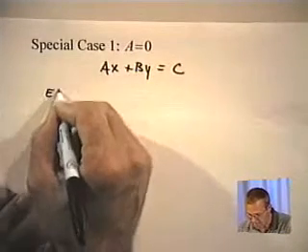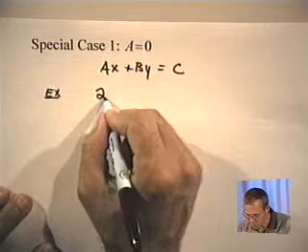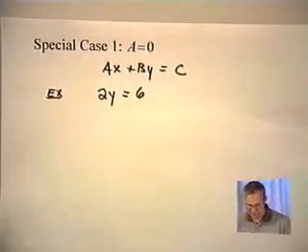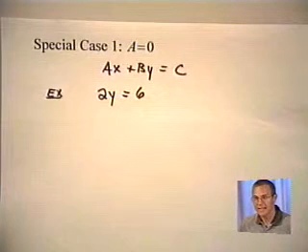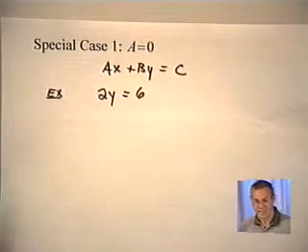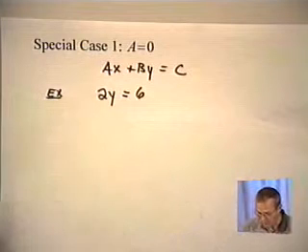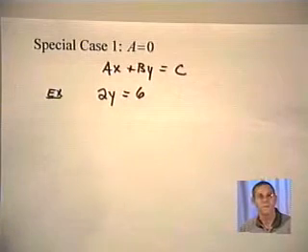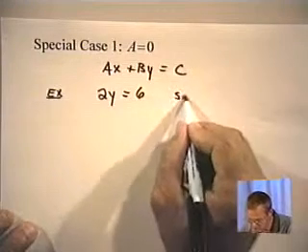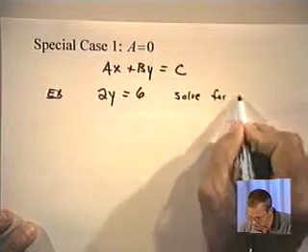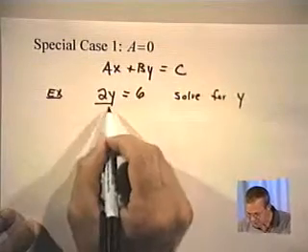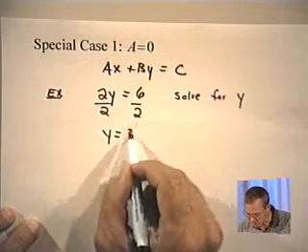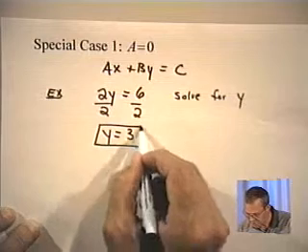So perhaps 2y is equal to 6. We can't find both an x and y intercept in this case. So we have to have another way to graph this equation. Well, what we want to do here is just solve for y. And solving for y is fairly easy. We just divide by 2. So my linear equation reduces to y equals 3.